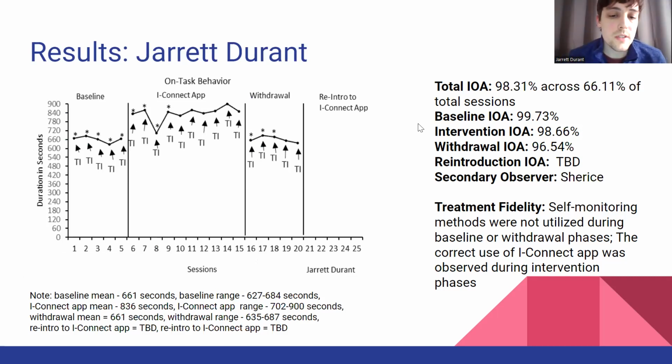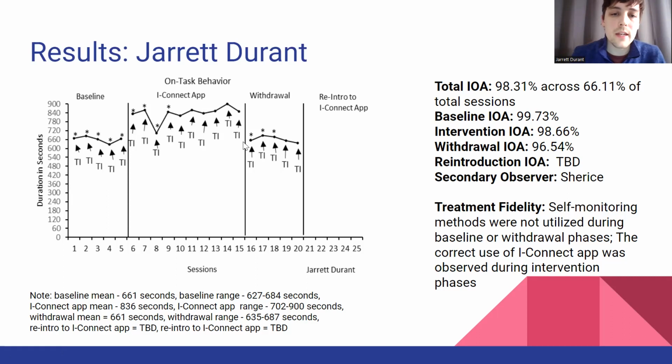So I was observed by Sharice. When I was going through mine, I got through baseline at a pretty stable level here with that mean of 661 seconds. On-task behavior was obviously relatively stable until this session. I don't exactly remember what was happening, but apparently I was very off task. Obviously, eventually it stabilizes here. So in that first intervention, my mean for on task was 836. Then when I got to withdrawal, it went back to that 661 coincidentally.